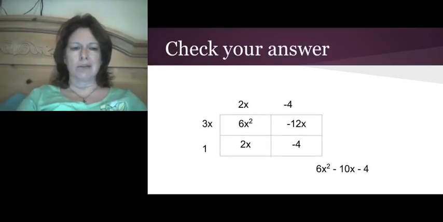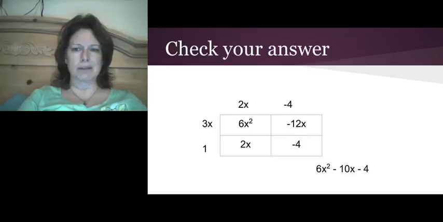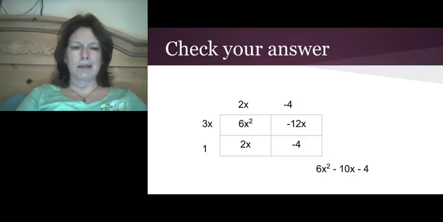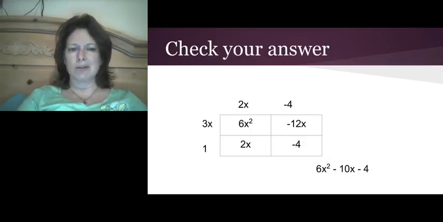Now let's check your answer. 3x and 1 is here, and 2x and negative 4 go here. 6x squared is 3x times 2x. Negative 12x comes from 3x times the negative 4. The 2x comes from 1 times the 2x. And the 1 times the negative 4 gives you the negative 4. Our final answer when we combine this like term with this one is 6x squared subtract 10x minus 4.